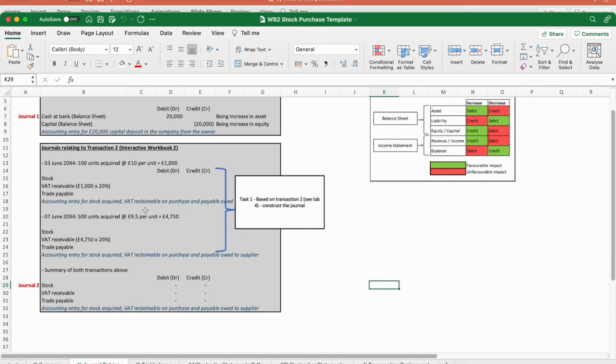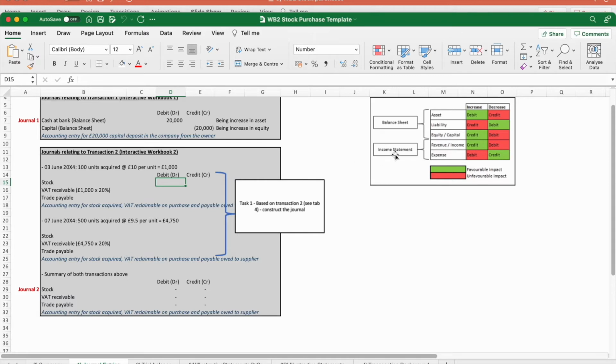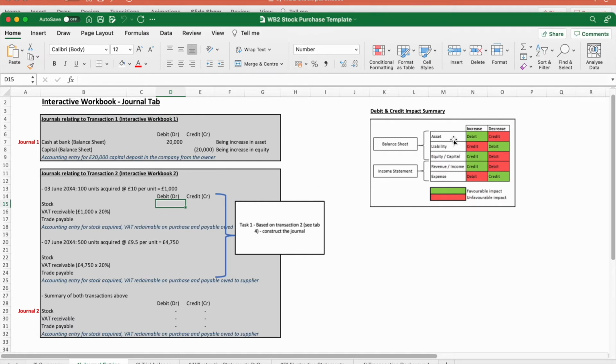So let's just work through this step by step. In terms of the stock or inventory, we are told that 100 units were purchased at £10. So that is an asset. If we go over, we need to recognise an asset here. To increase an asset, we have to debit it. So we would debit our stock £1,000.